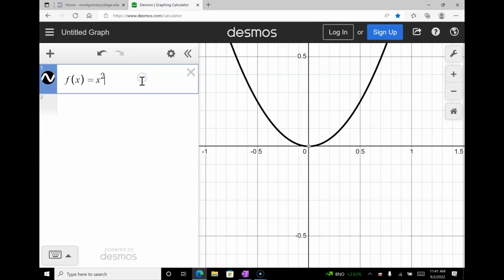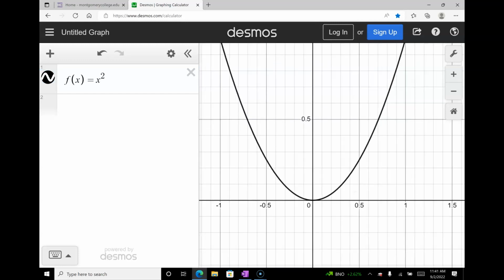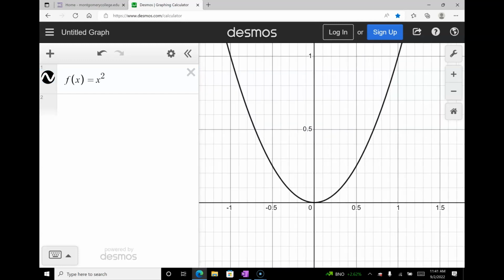So I want to start with a nice simple function. Let's just use f of x equals x squared. What's nice about this is, if you're logged in, you can just change the function to use the concept again. Backspace on the x squared and make it the next function.